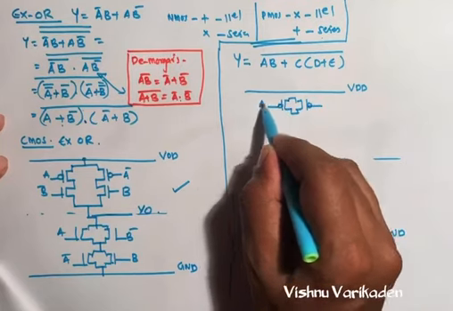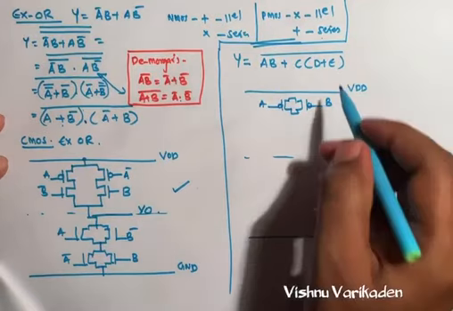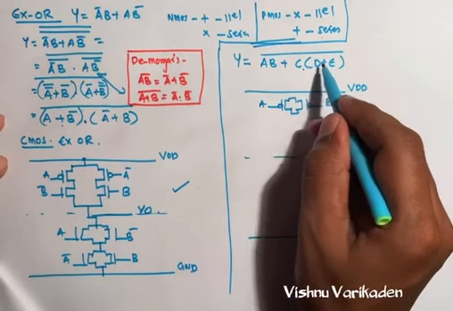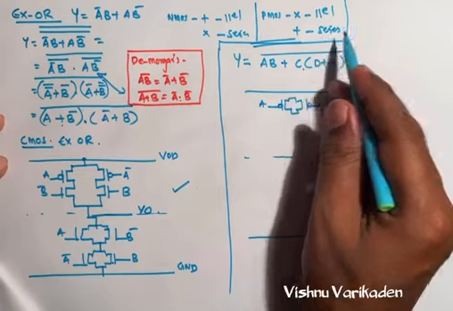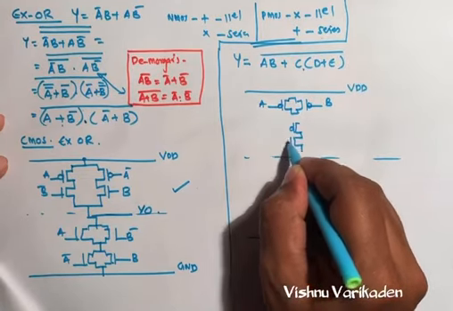This one is A and B. These are parallel. So we can make this D plus C into C. So D plus C, plus 1 is series. So we can write series.